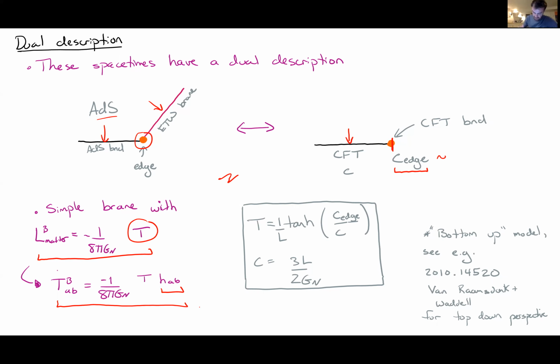Right, and then there's some parameters describing the bulk here and some parameters describing the boundary. So let me tell you how they're related. In the bulk, we have this AdS length, and we have a tension T describing the brane. In the boundary, we have the CFT central charge and the edge central charge, and these quantities are related this way. So the CFT central charge and the bulk AdS length are related by the usual formula, the Brown-Henneaux formula, and then the brane tension is related to the edge central charge in this way.